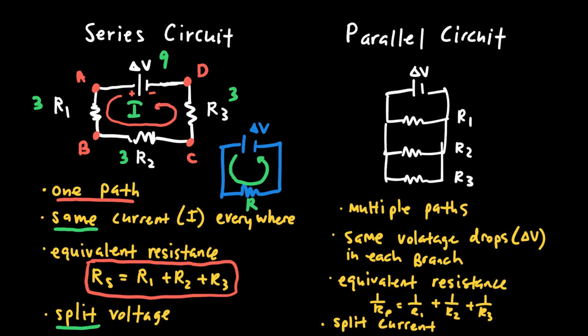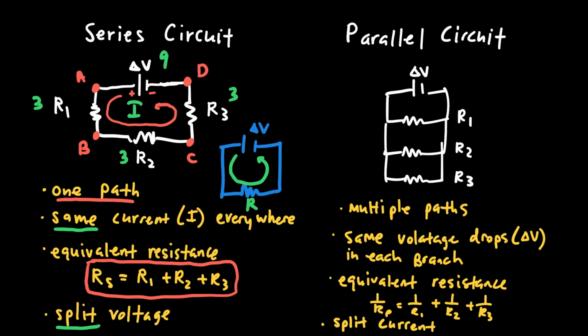Now, if one of those resistors has more resistance than the others, it will have a larger voltage drop, and the ones with smaller resistance will have a smaller voltage drop. But in the case that we have a 9-volt battery and each of the resistors has the same resistance, that means the voltage drop across each of them will be the exact same. And because the voltage has to split up and use up all 9 of those volts in the circuit, each one has to have a value of 3.